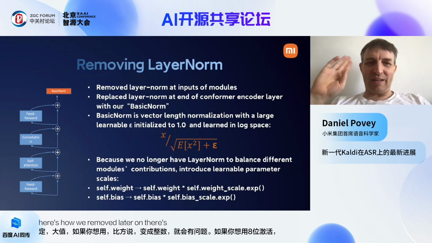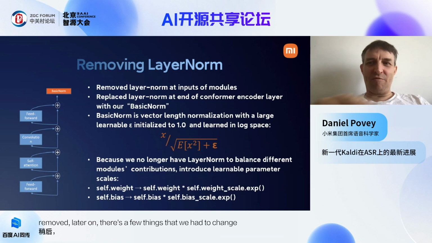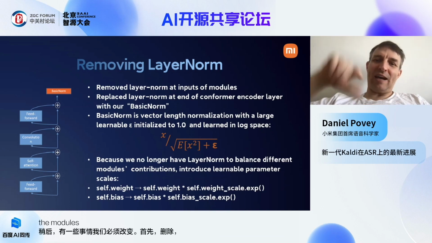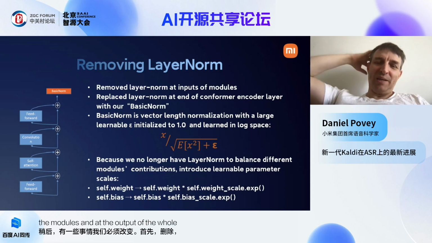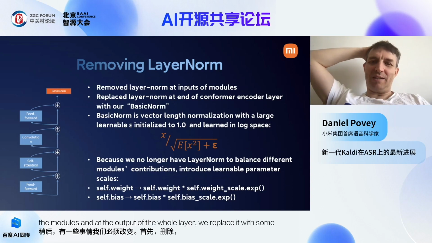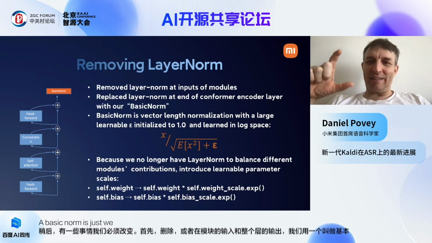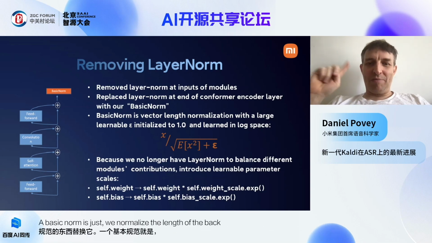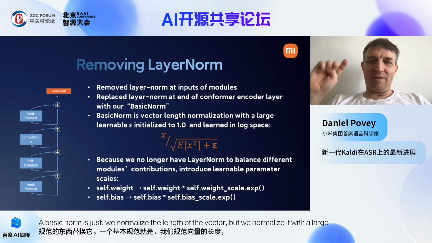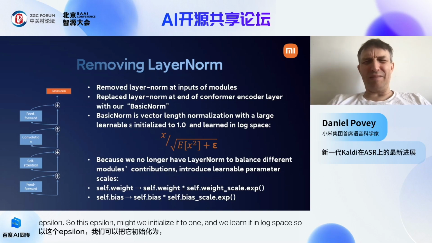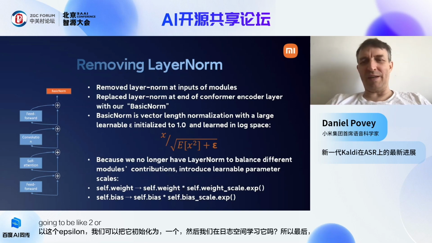There's a few things that we had to change. Firstly, we remove LayerNorm at the inputs of the modules, and at the output of the whole layer, we replace it with something called basic norm. So basic norm is just, we normalize the length of the vector, but we normalize it with a large epsilon. This epsilon, we initialize it to 1 and we learn it in log space. So in the end, it's going to be like 2 or 4 or 5 or something.